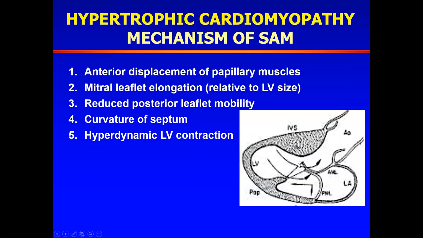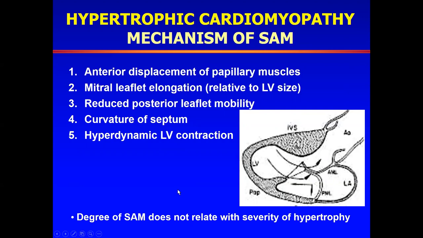This gets subjected to drag forces that push it towards the septum and close the outflow tract. Certainly, the situation is helped by the curvature of the septum that brings it closer to the anterior leaflet of the mitral valve, as well as by a forceful contraction. So, given the many variables that lead to dynamic obstruction, the degree of systolic anterior motion of the mitral valve does not always relate to the extent of hypertrophy.